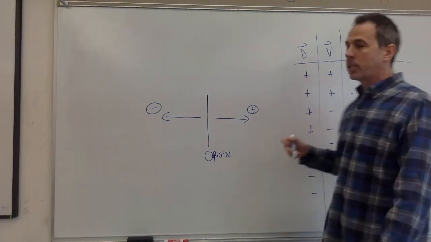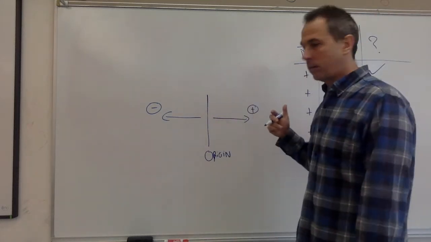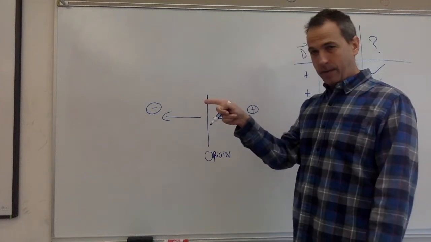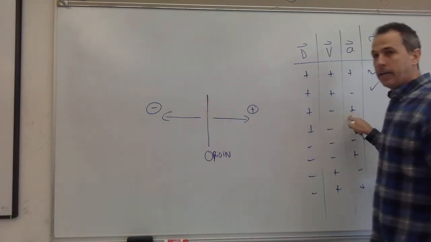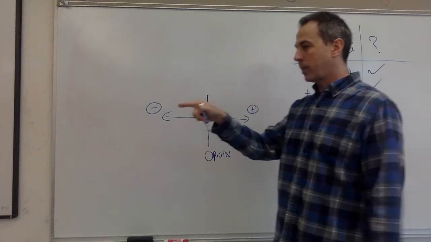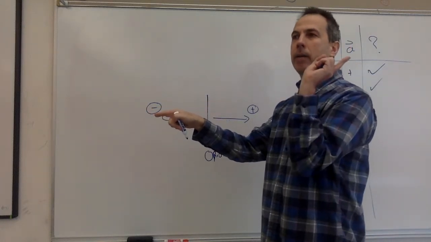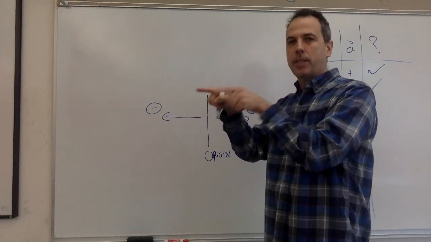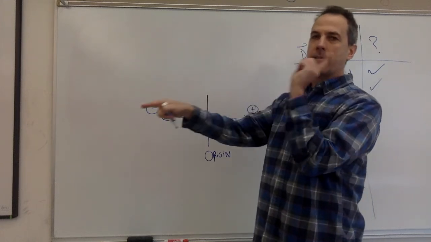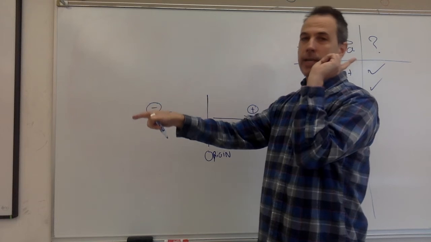Positive, negative, positive. All right, so I need to be on this side, but I need to be walking that way to have a negative velocity and to have a positive acceleration. So I'm walking this way, but my acceleration is that way. Oh, that's the same situation I just had. I know that means slowing down, right? Here's the trick: velocity and acceleration point in the same direction, speeding up. Velocity and acceleration point in opposite directions, you're slowing down.